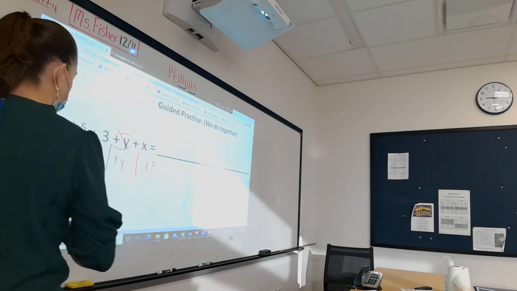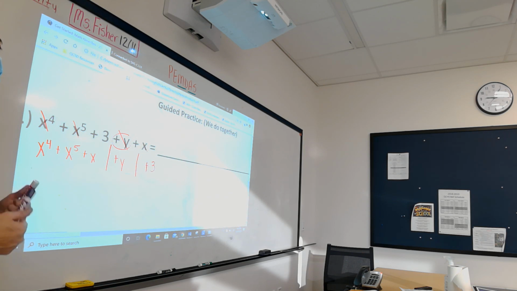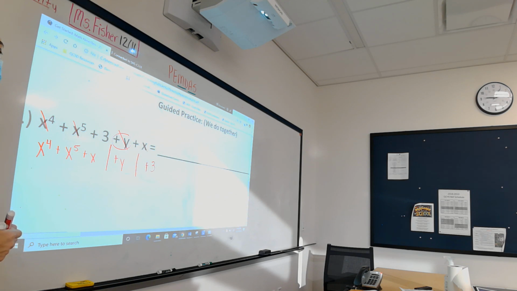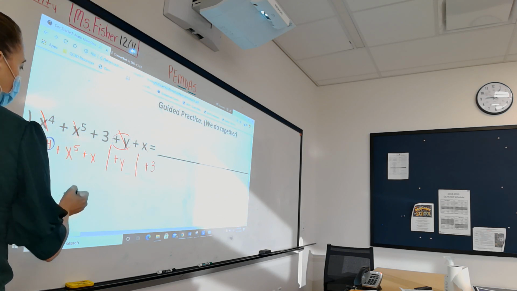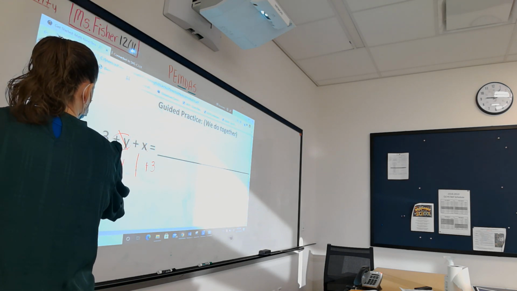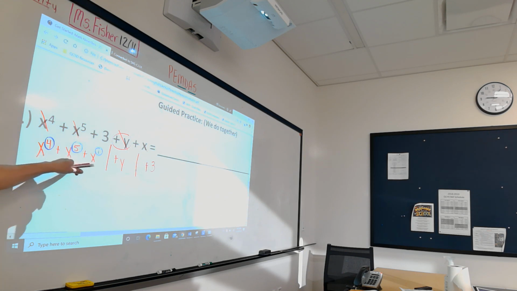Now I have to look at this and say, okay, yeah, they're all x's, but are they like terms? They are only like terms if they are to the same power. None of them are to the same power. I have x to the fourth, I have x to the fifth, and I have x to the first. So I cannot combine any of them. None of them can go together. They stay separated, just as they are. None of them get combined, right?